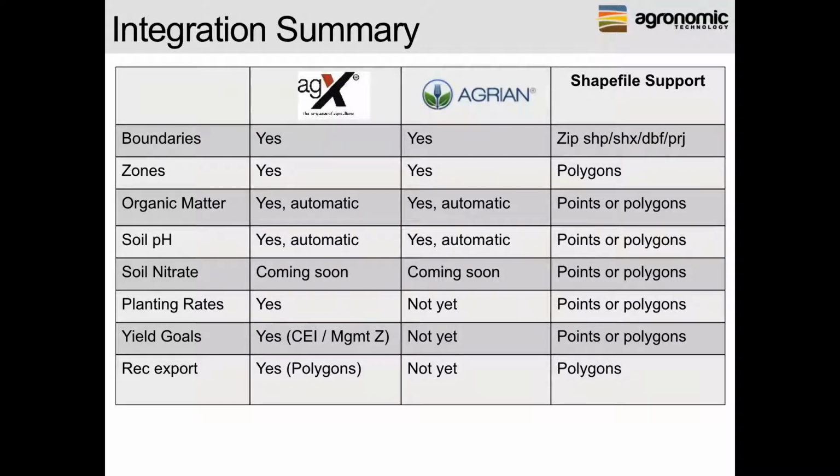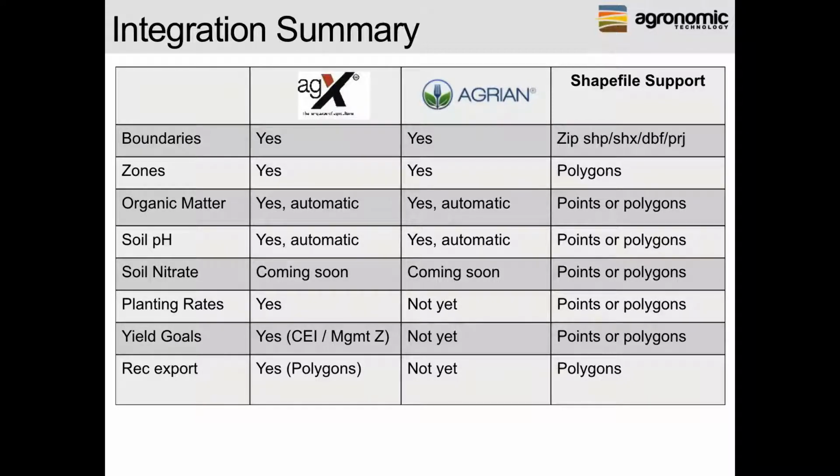But as you can see, running down the left, there's a handful of data layers and data types that are supported. And there's a lot of similarity, but some differences between how these integrations work. So the example I'm going to go through in just a second here is for AgX. And you'll see that I'm going to bring in boundaries and zones. I'm going to be able to sync organic matter, soil pH tests, and soon we'll be able to sync soil nitrate values as well. That applies, everything I just said applies to both AgX and Agrian.